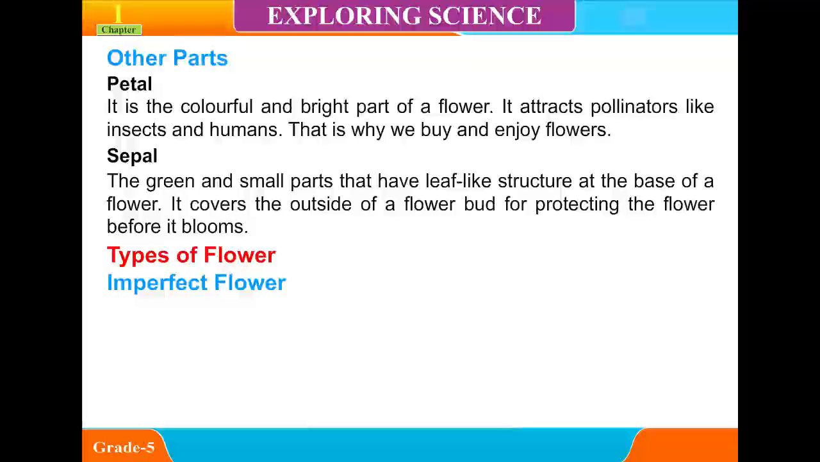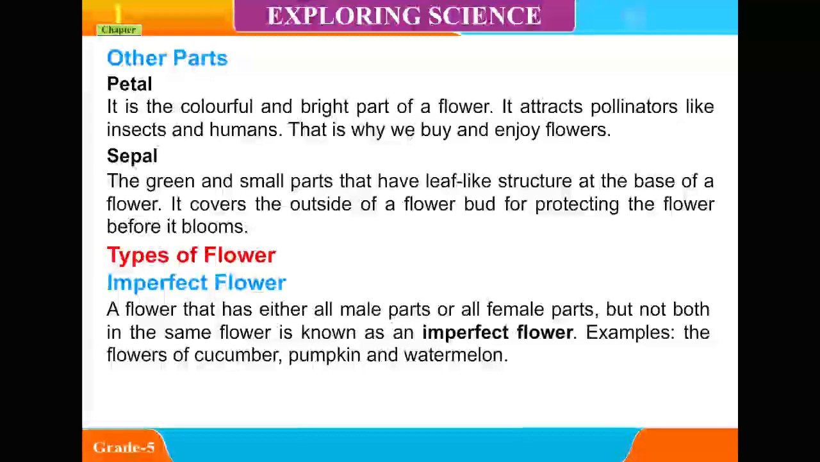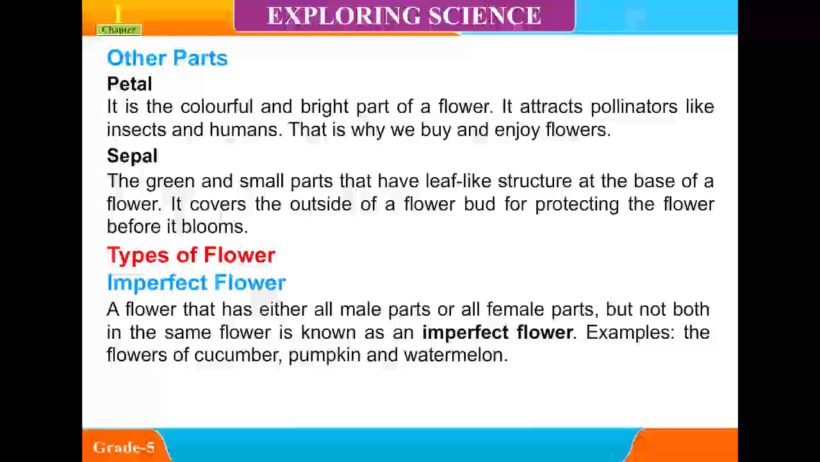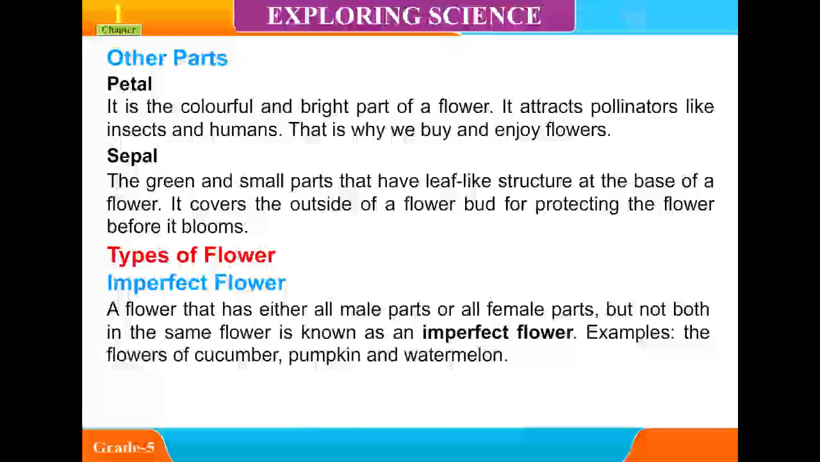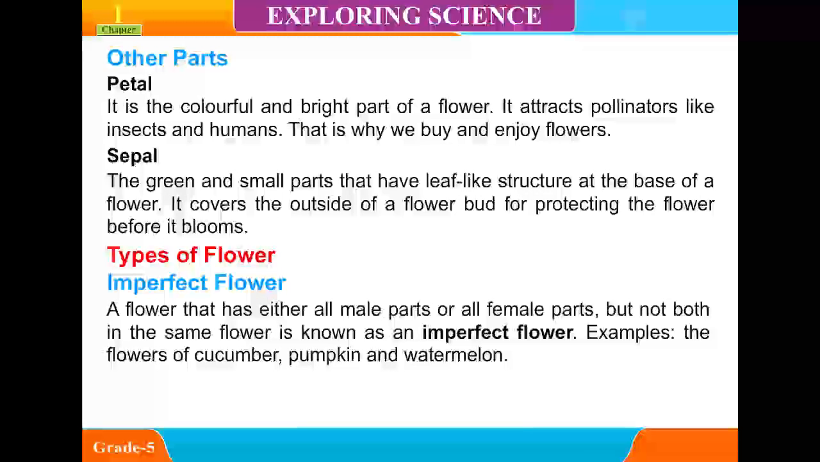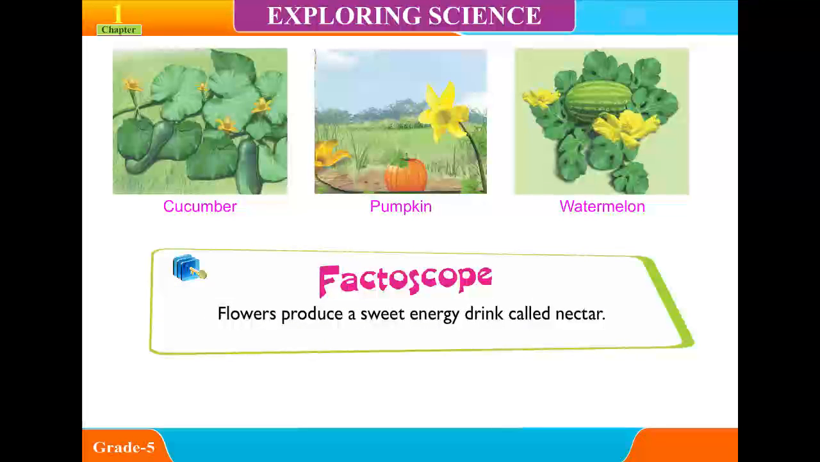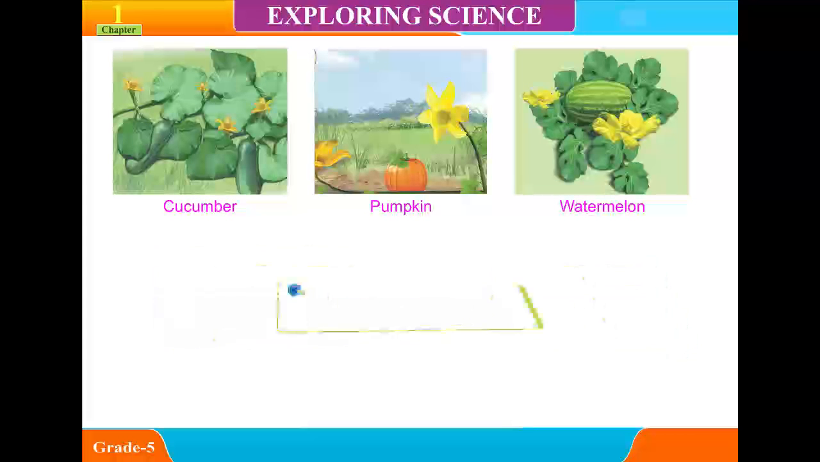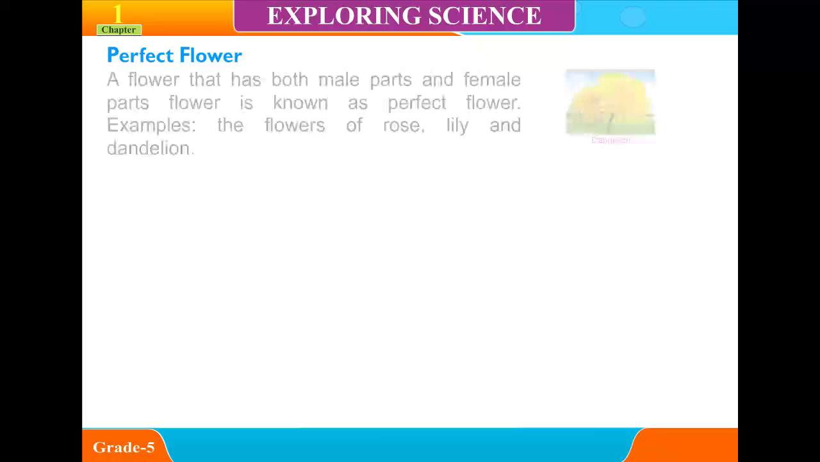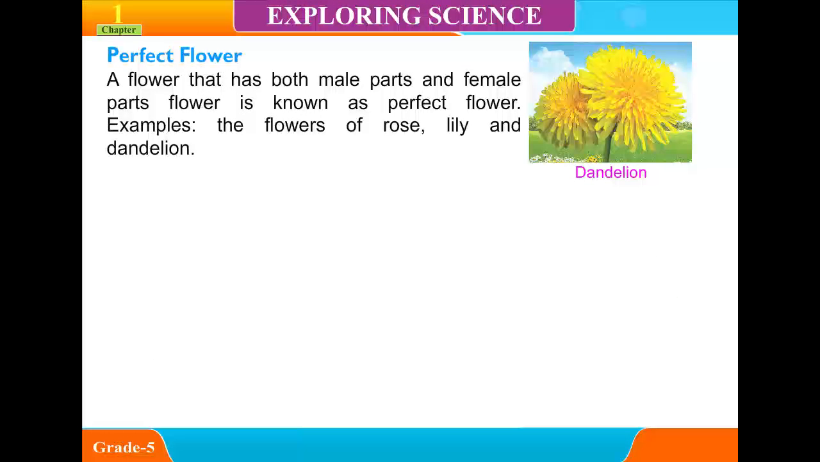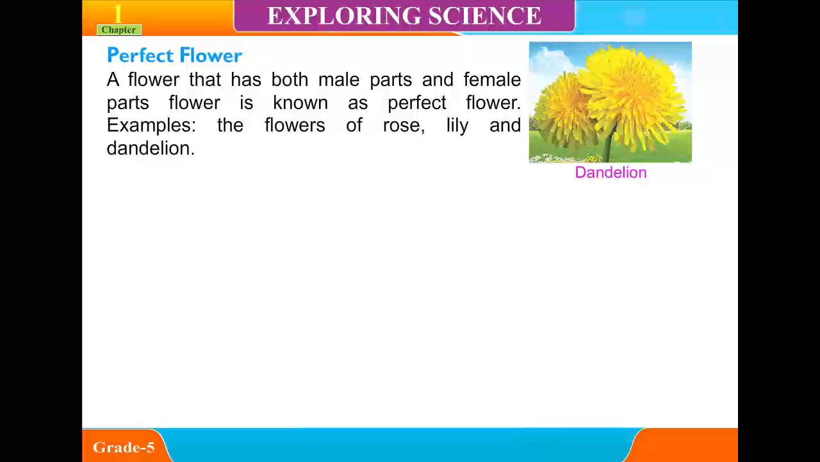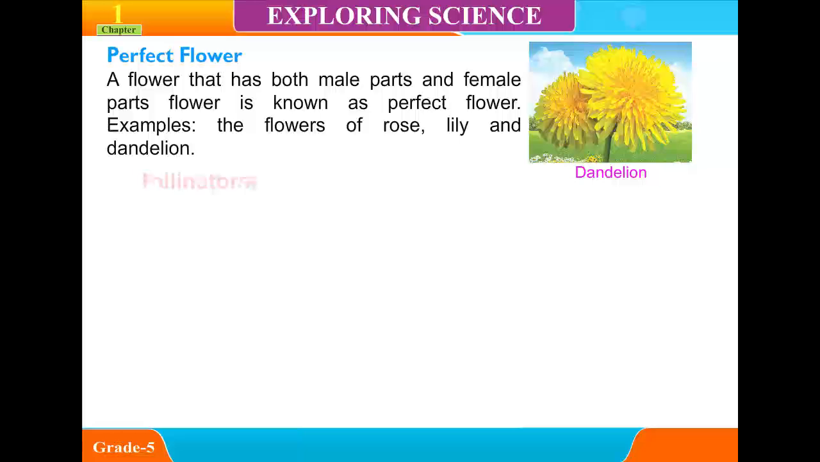Types of flower. Imperfect flower: a flower that has either all male parts or all female parts, but not both in the same flower, is known as an imperfect flower. Examples: the flowers of cucumber, pumpkin, and watermelon. Factoscope: flowers produce a sweet energy drink called nectar. Perfect flower: a flower that has both male parts and female parts is known as a perfect flower. Examples: the flowers of rose, lily, and dandelion.